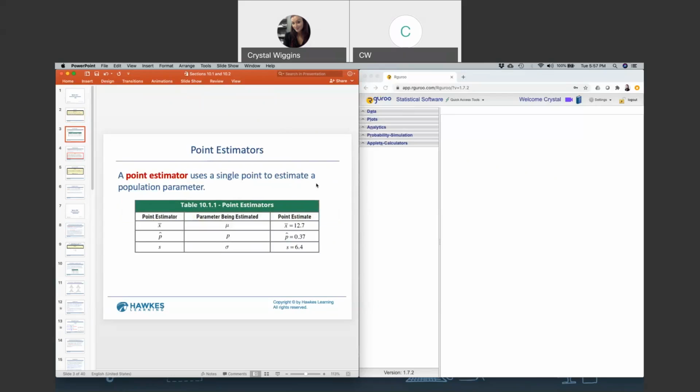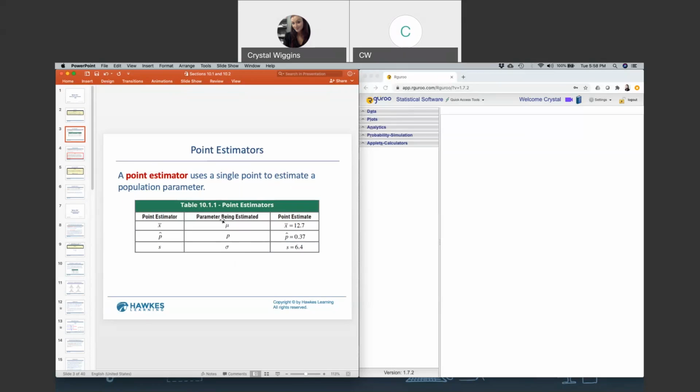Because we're talking about estimations, we can leave out population parameters because those are not estimations. Those are exact values. We know what it is. We know the mean of the population, which means every single data value was used in order to calculate that. Same with P being the population proportion and sigma being the population standard deviation. They're not estimated. They are the exact value.